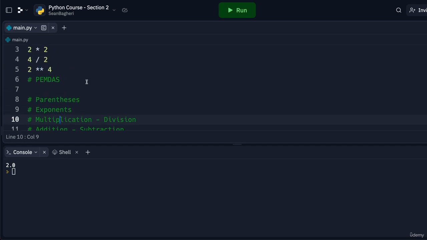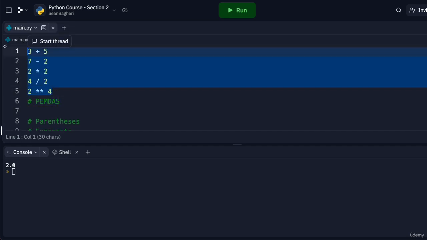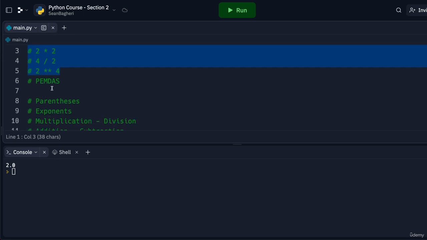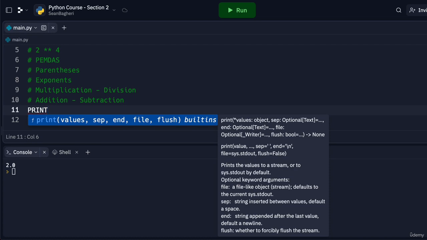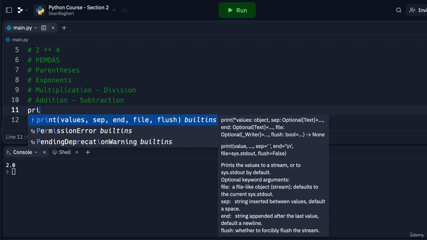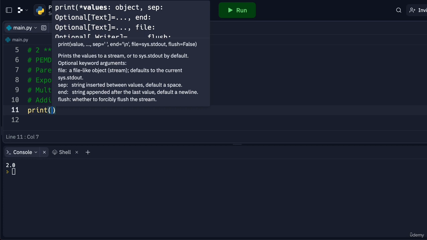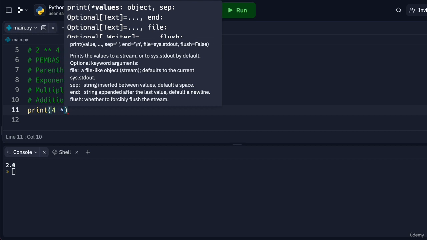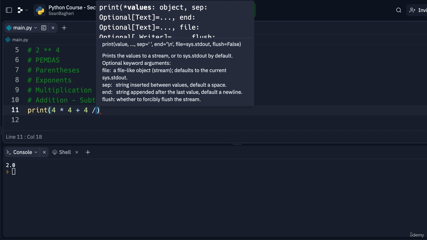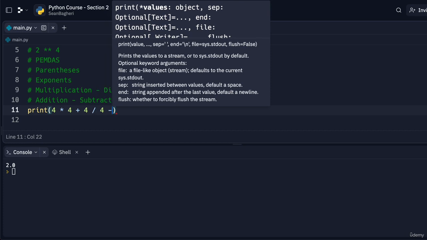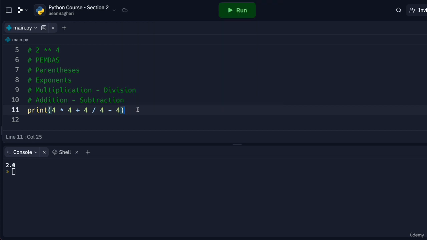Let's get rid of this, or let's just comment this out. Let's do something fun. Let's say we're going to print something. There you go, print it. I'm going to print something that looks complicated. For example, 4 times 4 plus 4 divided by 4 minus 4. Think about this for a second. What do you think is going to come out of this?